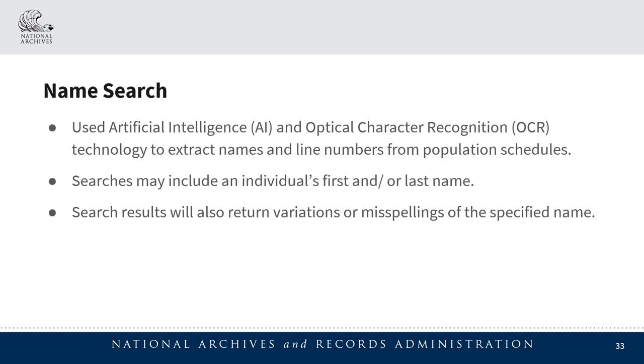There are some things to be aware of. As some of you may know, the names on the population schedules are handwritten. The tool that we use to extract the names from the schedules essentially scanned the handwriting and converted it to text. In instances where the writing wasn't clear, where ink may have been faded, or where words may have been crossed out, those things greatly impacted the quality of the text extractions. This was also the case when extracting line numbers as well.